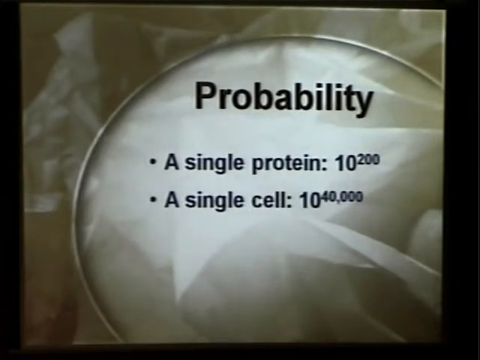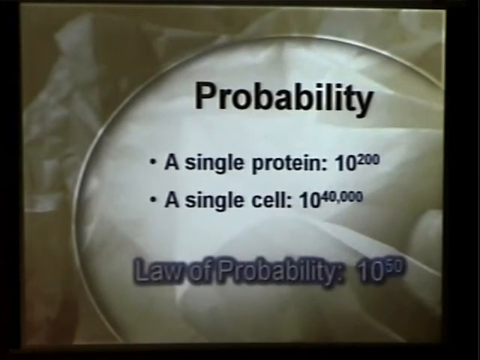A single cell forming all on its own, according to experts, is somewhere close to 1 out of 10 to the 40,000th power. Just to give you an idea how big these are, there are, I think, 10 to the 80th atoms in the known universe. The law of probability states that anything with a probability smaller than 1 out of 10 to the 50th power is not possible. And look how much larger this number is than the law of probability will allow for.